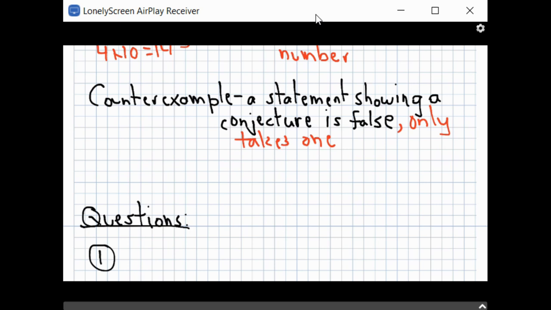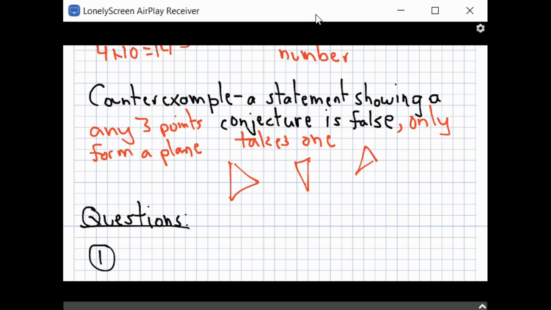Here's an example. Someone might make a conjecture saying any 3 points form a plane. I think this one actually got some of you on the last test. Okay, that's a conjecture. And so I could do a series of patterns and be like, okay, here's 3 points. I formed a plane. Here's 3 points. That forms a plane. Here's 3 points. That forms a plane. And so based on that pattern, that conjecture looks pretty good.